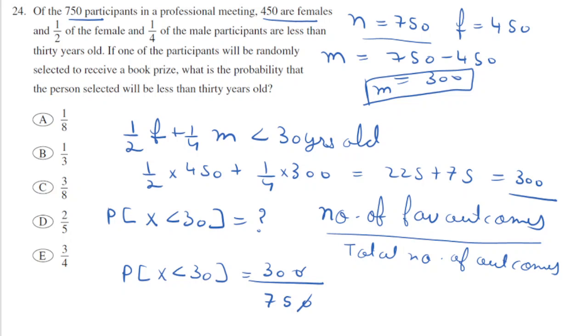Now solving this will give me 2 by 5. So the probability is 2 by 5, and among these options we have D as the correct answer.